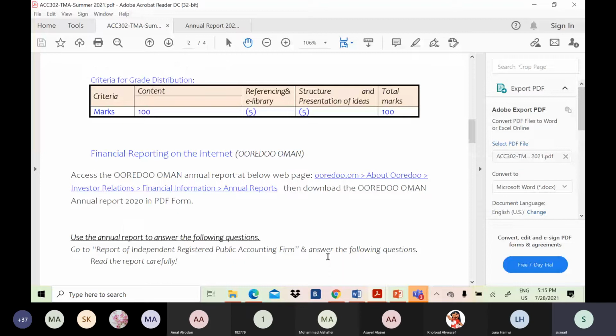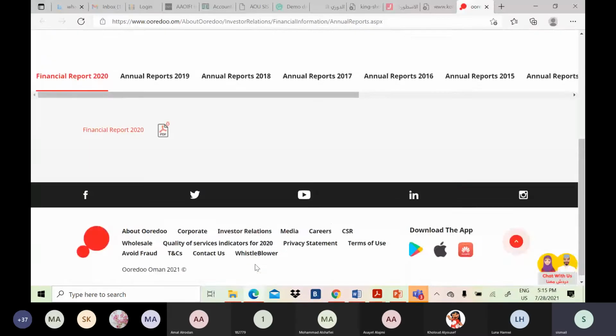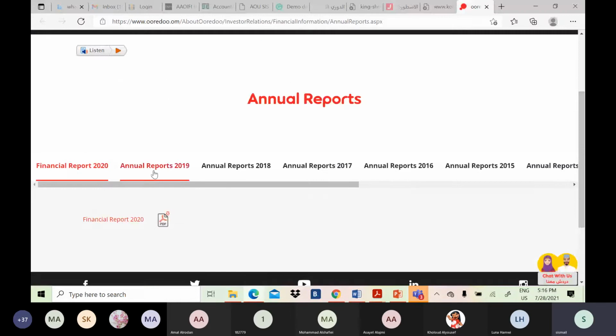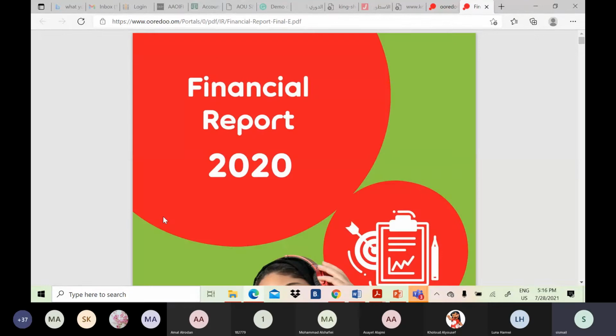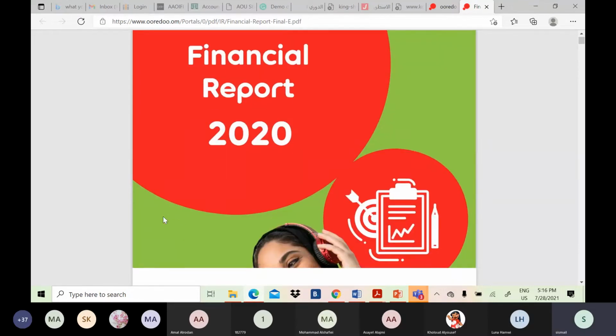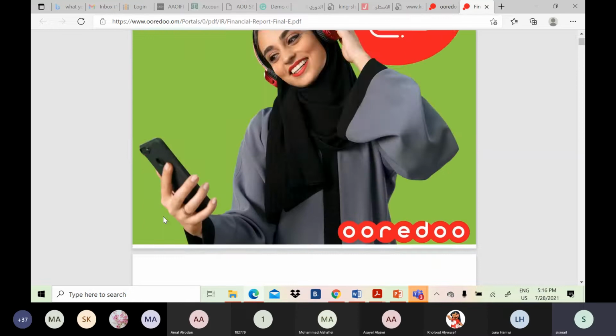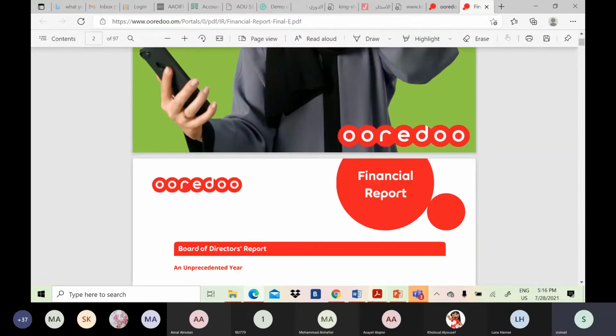After you open the website, download the annual report for the year 2020. Can you see where it is, yes. Double click. Can you see? Okay, so this is the financial report 2020 for Ooredoo in Oman. This is a real case study. I'm going to open it. Yes, this is the file.